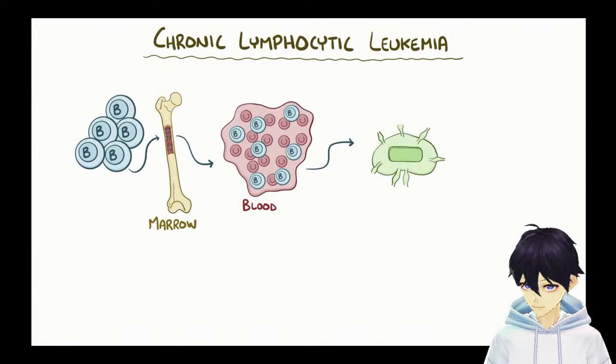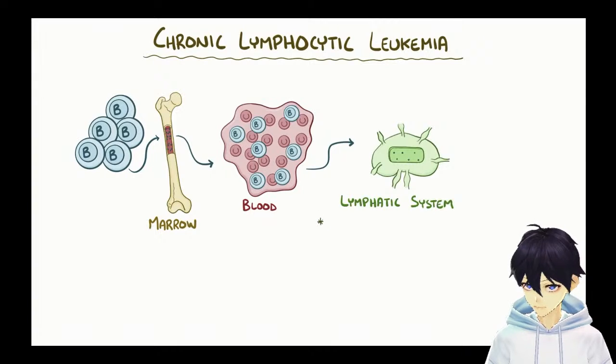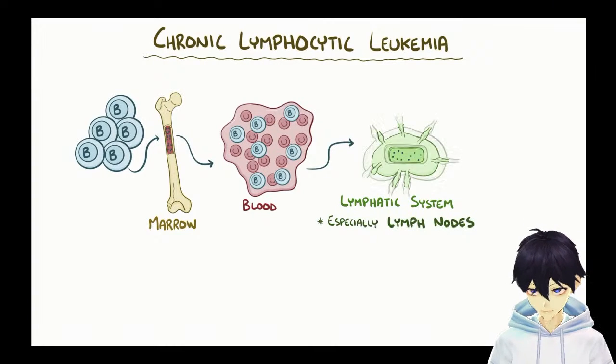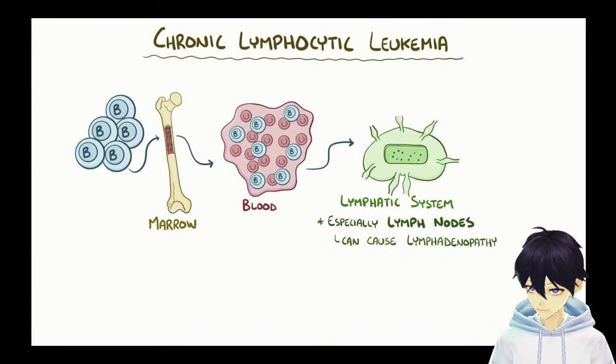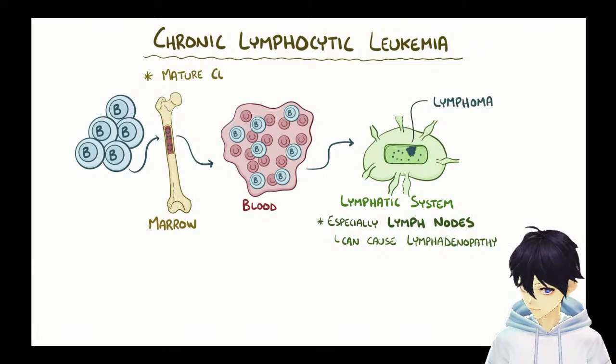like in CML. Some of these cells then move to the lymphatic system, and although this does include the spleen, the lymph nodes are typically prioritized. This causes swelling of the lymph nodes, or lymphadenopathy. Then eventually, B cells in these nodes will accumulate into distinct masses, or lymphomas, which is why mature CLL is sometimes called small lymphocytic lymphoma.